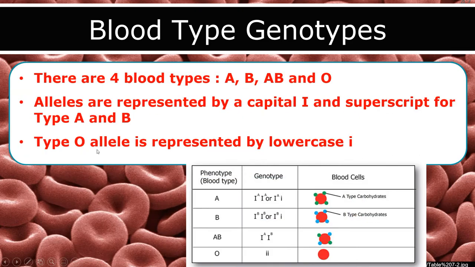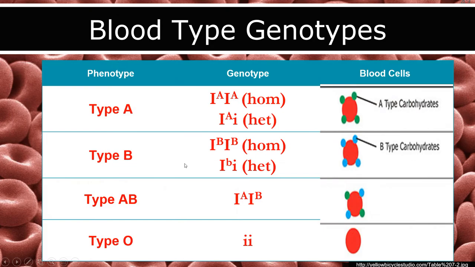And then there's type O, which is represented by the lowercase i. This one is unique. If someone is type O, you automatically know their genotype is little i, little i. And we're calling this kind of recessive because it's just the presence or absence of an antigen.